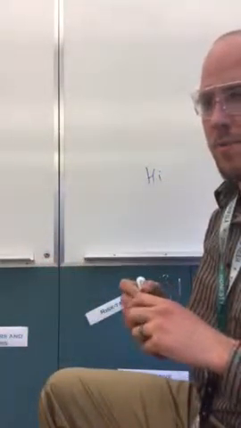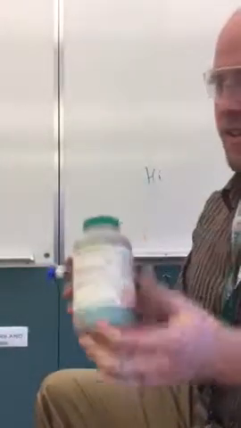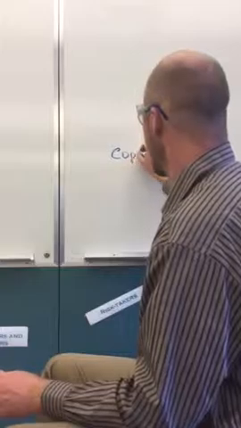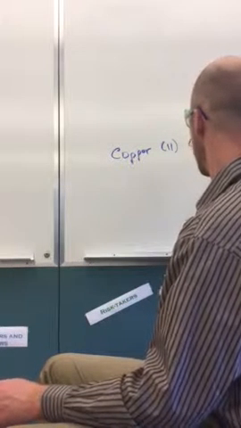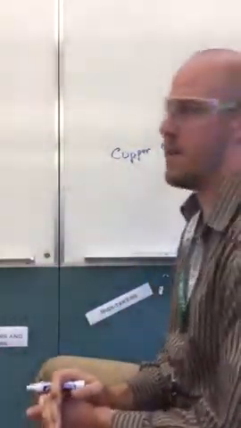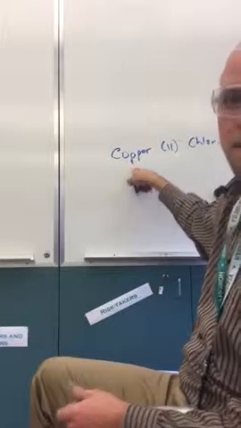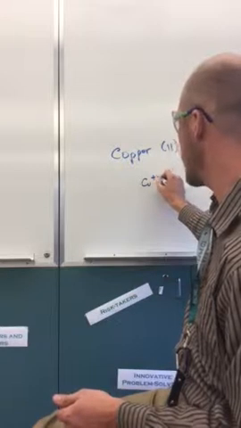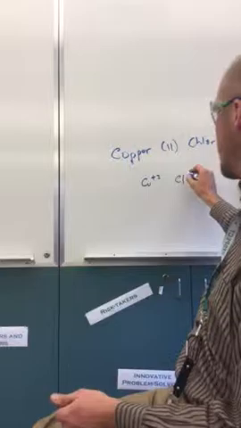So I want to kind of draw out what we're going to do and then show you what we're going to do. So I've got copper 2 chloride. Hopefully one thing you can do at this point is remember that copper 2 tells you something about the charge on copper, because copper is one of those transition metals. It means we actually have Cu plus 2. We've got chloride, so Cl minus 1.